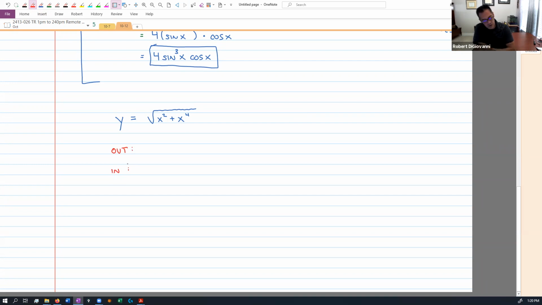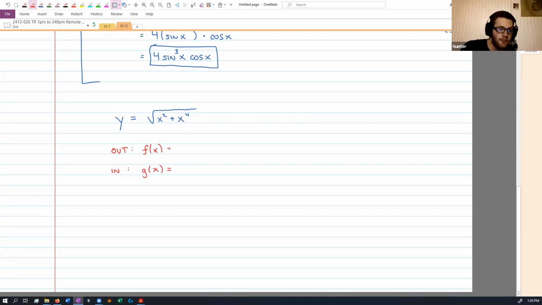What's the outside function? Square root of x is the outside function. And then the inside is what's underneath it, right?